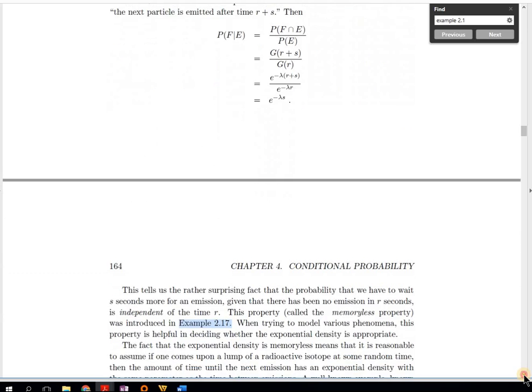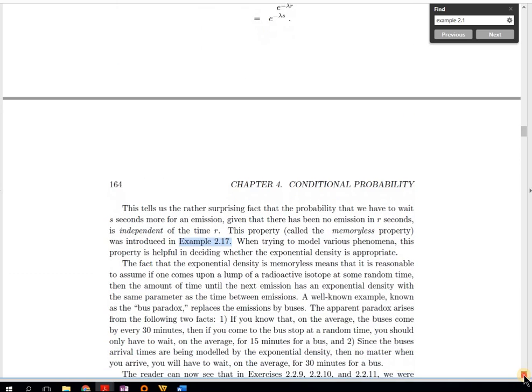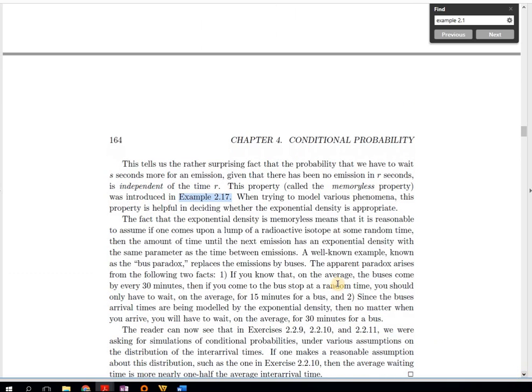Now the significant thing here is that this probability is independent of r. It doesn't matter how long I've already waited, the time until the next emission still has the same probability distribution. And this is called the memoryless property. We've alluded to this before.